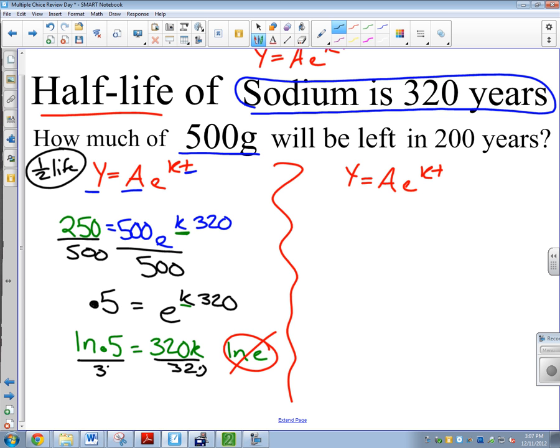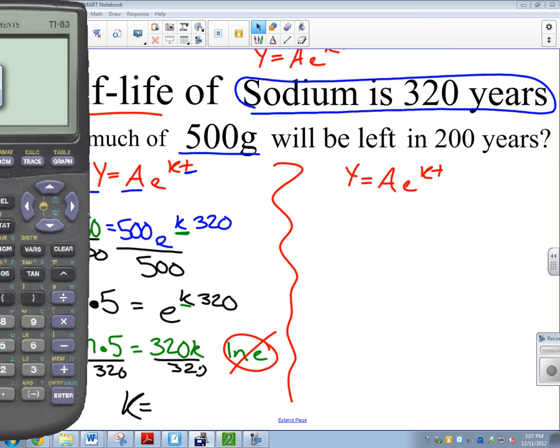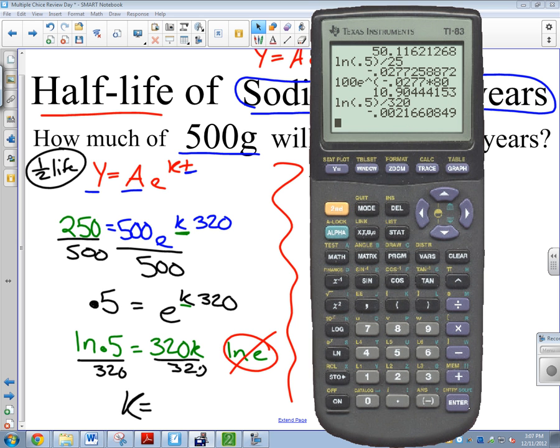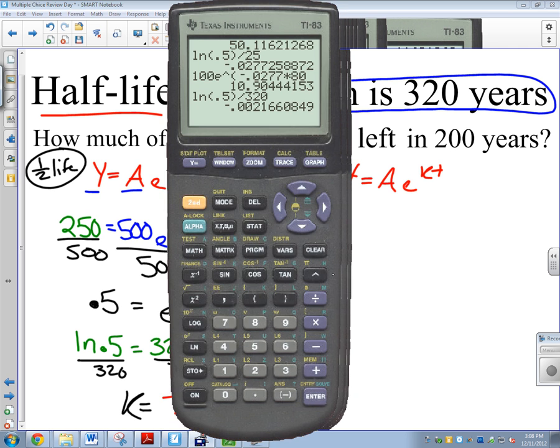Divide this by 320. So in my calculator, I'm going to take the natural log of 0.5. So let me turn on my calculator one second. So take the natural log of 0.5, and I'm going to divide it by 320. I hit enter. There's my answer. k is equal to negative 0.002. I'm going to round that up to 2. So there's my k. Great.